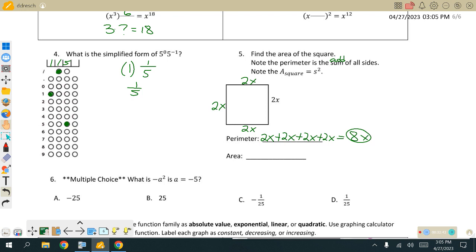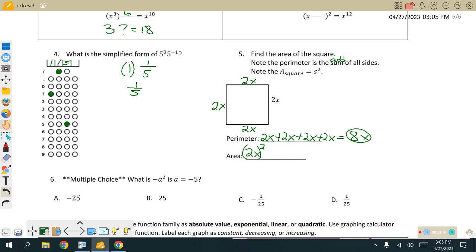Now area. I get a different formula for area of a square than a rectangle. Rectangle, we said the other day, was base times height. Square is not. Square is side squared. But we just did that the other day. So we're going to take the side, which is 2x, and we're going to say, hey, parentheses. You better use those parentheses, people. If you don't, you're going to have a bad day. Whatever the 2x is, square it.